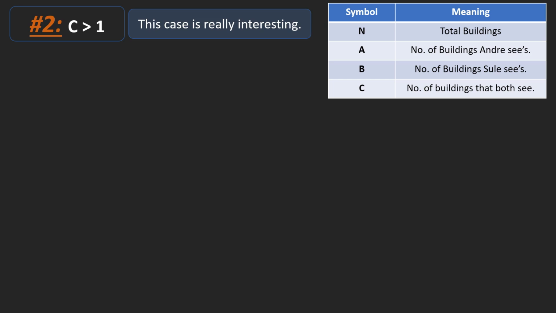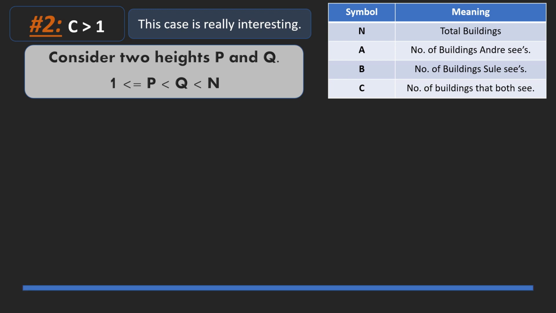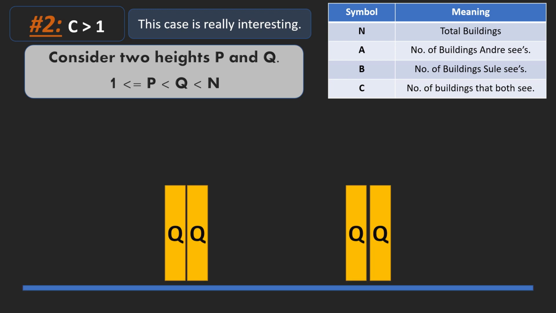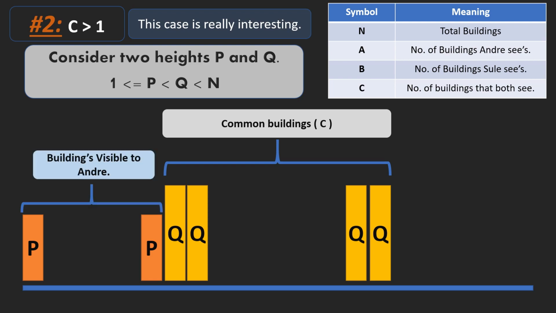Case 1, common buildings are more than 1. Consider two heights such that Q is greater than P and less than N. First, let's place the common buildings in the center with height Q. There are C number of such buildings. Now place the buildings that are visible only to Andre on the left side with height P. The number of these buildings will be A minus common buildings. So the buildings visible to Andre are buildings with height Q and height P on left side.